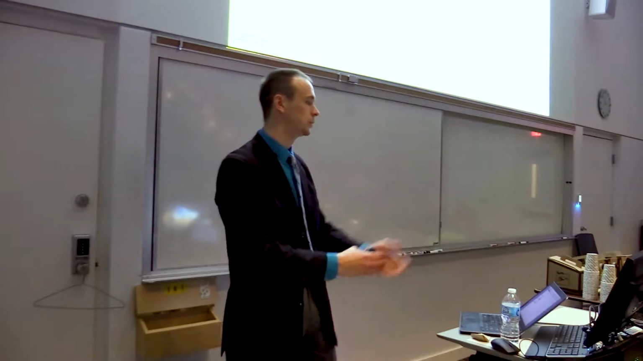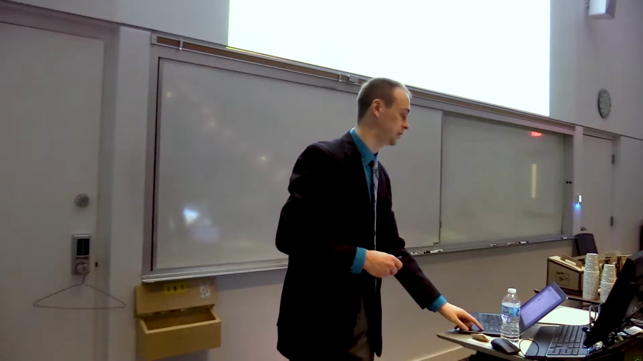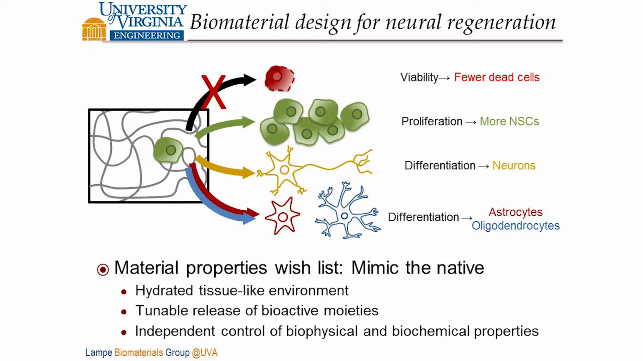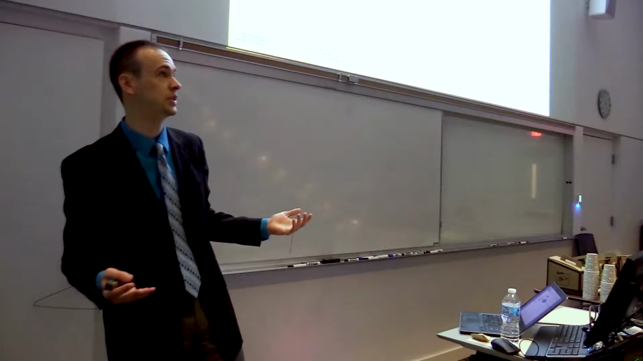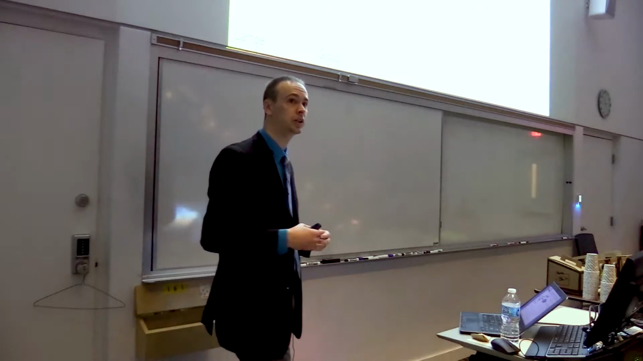So I mentioned cells die in the context of disease, so we want to prevent cell death, right? That would be aspect number one, fewer dead cells, right? We also might be interested in stimulating the neural stem cells, the stem cell populations within the brain, to make more of themselves, because they have reparative capabilities.